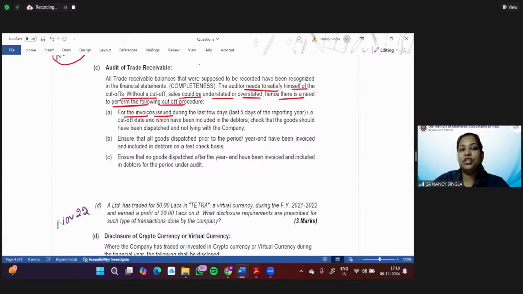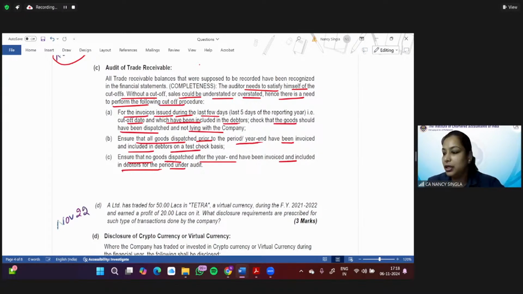For invoices issued during the last few days, that is the cutoff date, and which have been included in the debtors, check that the goods have been dispatched and are not lying with the company. Ensure that all goods dispatched prior to the period end have been invoiced and included in debtors on a test check basis. Ensure that no goods dispatched after the year end have been invoiced and included in debtors for the period under audit. Is it clear?